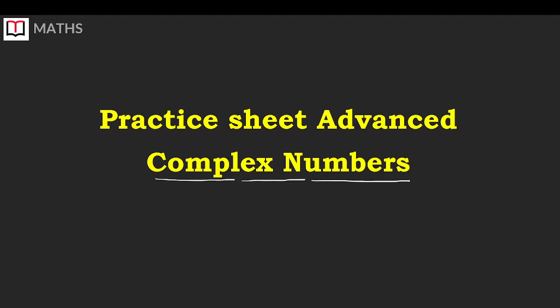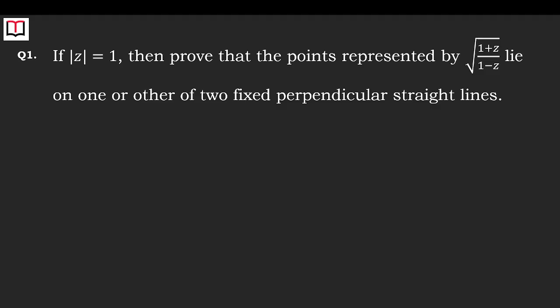I believe that you would have tried to solve these questions, which you would have got as a PDF on the post. So let's start with the first question here itself. The first question is, if mod of z is 1. Okay, so what does that mean?